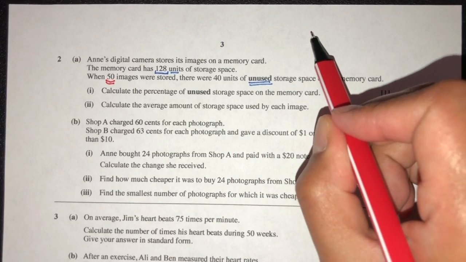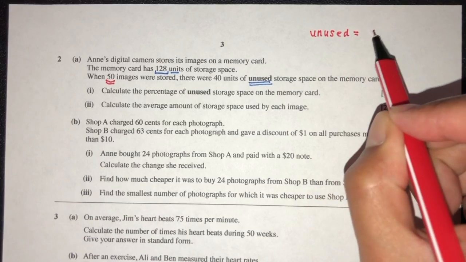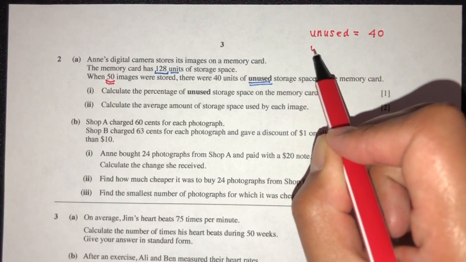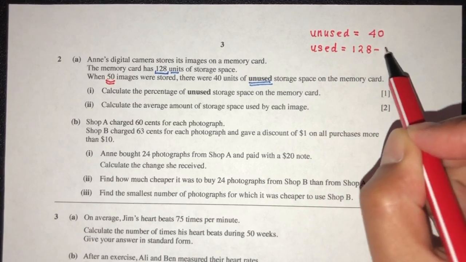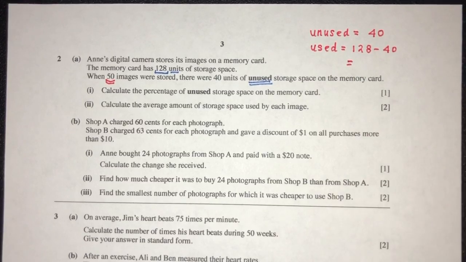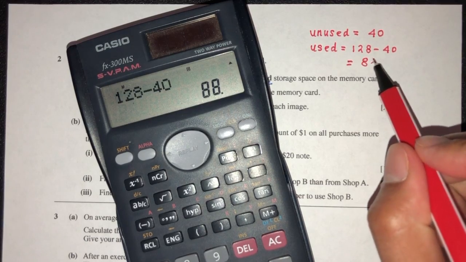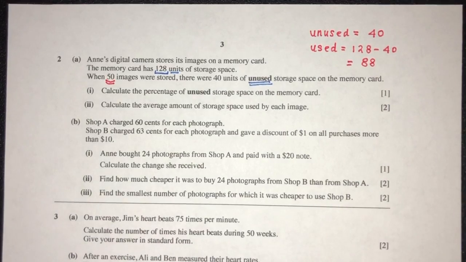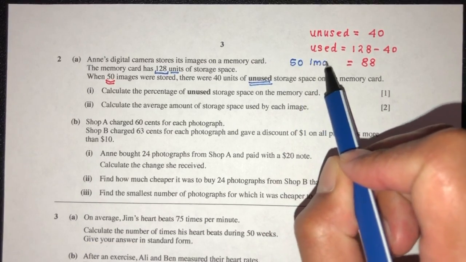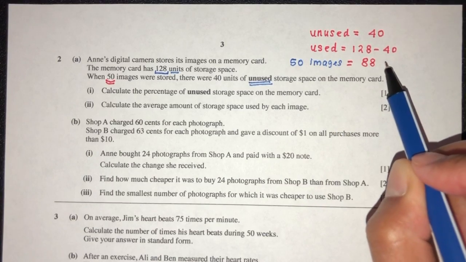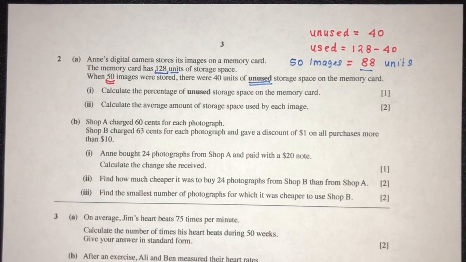So when we have 50 pictures, the amount unused is 40. So what can we derive? What is the used amount? Pretty easy. That will be 128 minus unused. You will have the used amount, which will be 88. So we understand that when you put 50 images, the amount used will be 88 units. That's something we were able to derive from that first information.